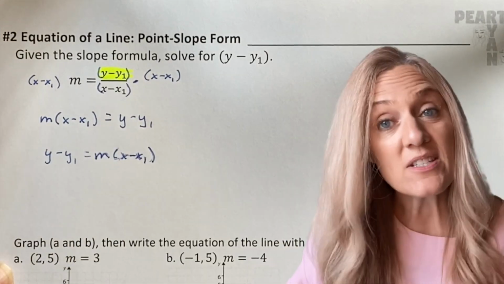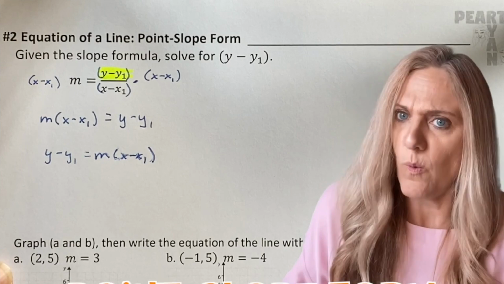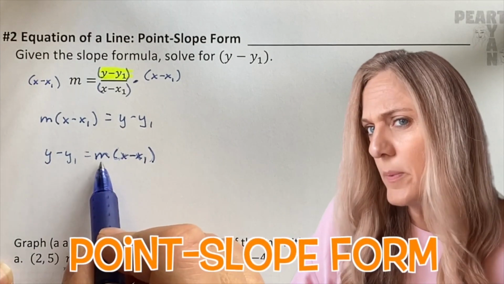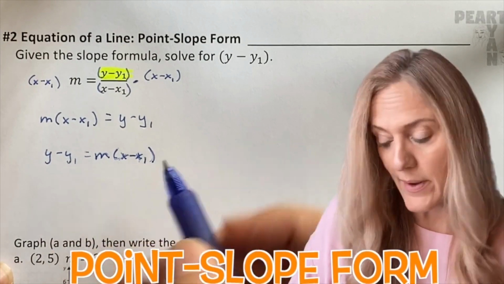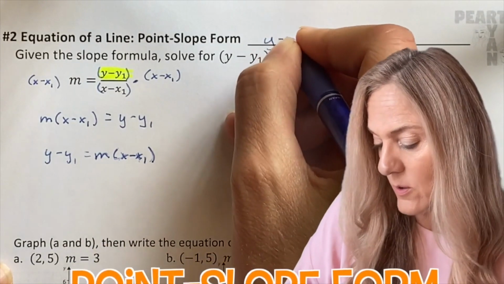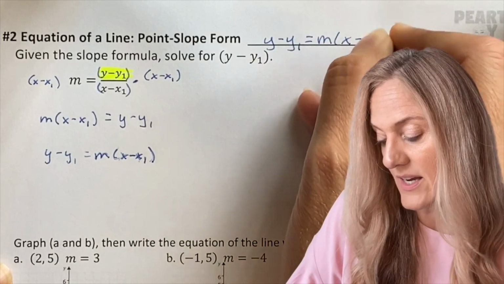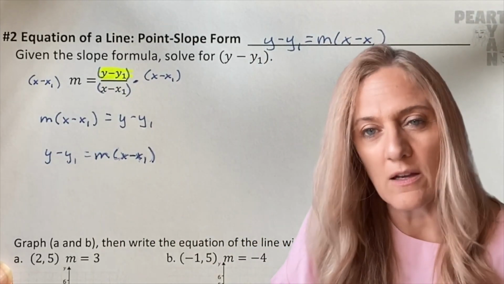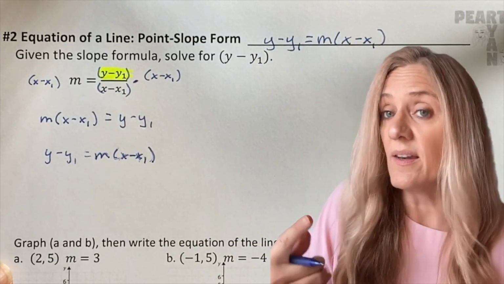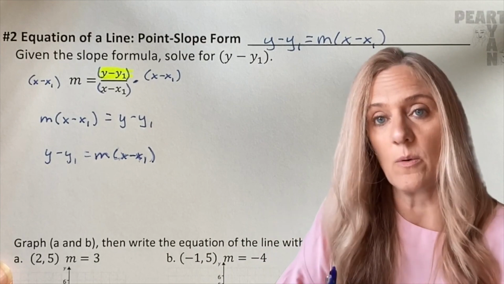All right, what we've just discovered is the point slope formula. Why? Because all we need is slope, m, and 1 point. So go ahead and write that up here. y minus y sub 1 equals slope times the difference of x and x sub 1. So when we want to write an equation of a line, if we know 1 point and the slope, we can write an equation of a line.